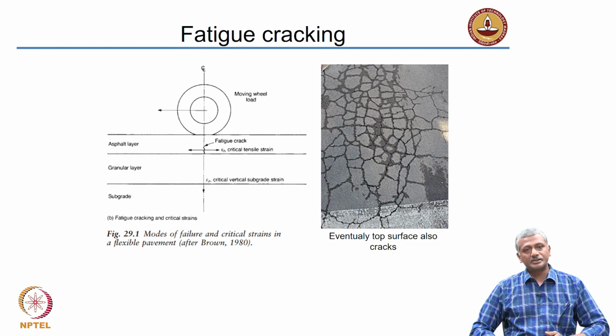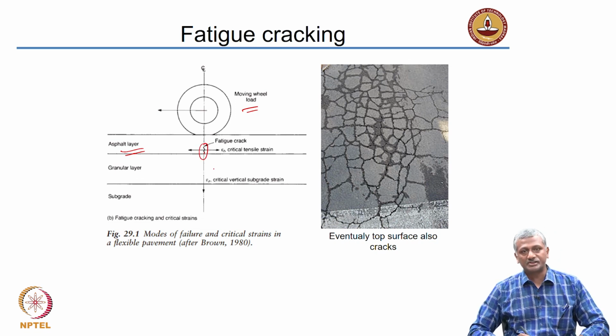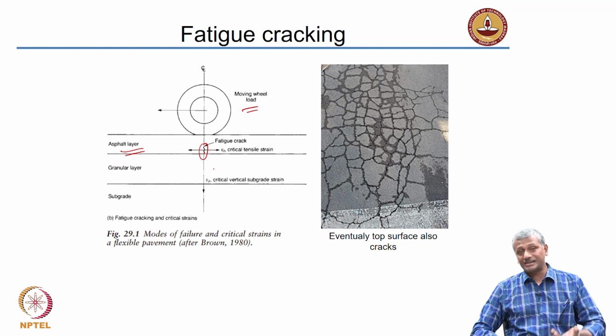Fatigue cracking, as I said, is because of repeated bending of the asphalt concrete under multiple cycles of load. This is the moving wheel load, and you can clearly see this is the asphalt layer. Since the layer is going to bend like this, the crack is going to initiate at the bottom, and that is what you are seeing here. The crack initiates at the bottom and then proceeds all the way to the top. That is a fatigue crack, and it happens whenever the critical tensile strain capacity of the asphalt concrete layer gets exceeded.